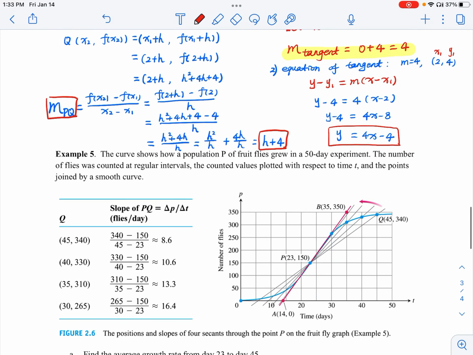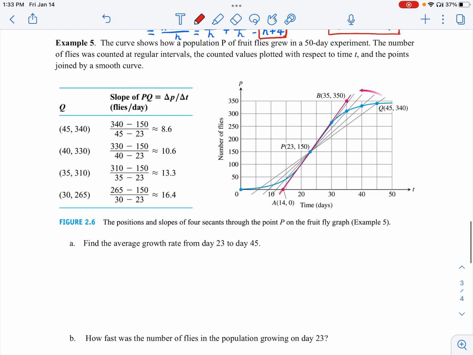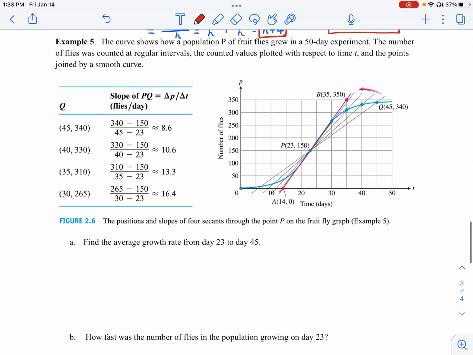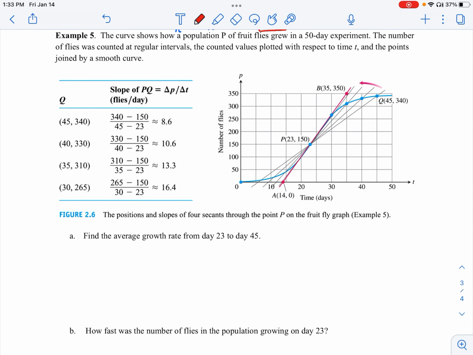Next, let's see another example. This example shows the population of fruit flies growing in a 50-day experiment. For this one, it didn't give us a function, just a graph. So we have to use the graph to solve this question. Let's see the first question. Find the average growth rate from day 23 to day 45. So let's take the interval day 23 to day 45.